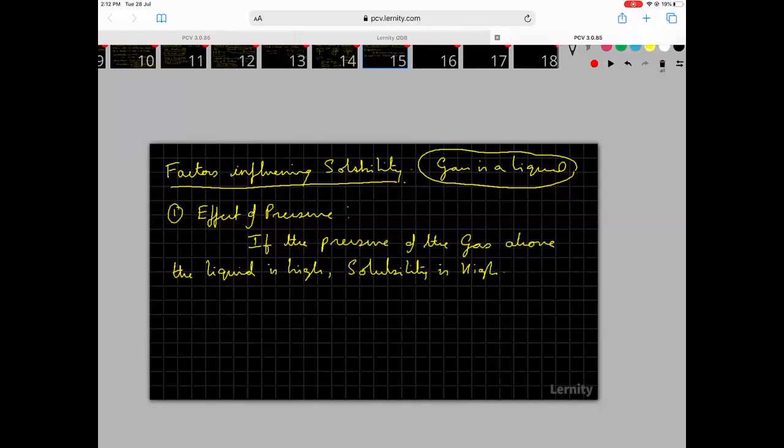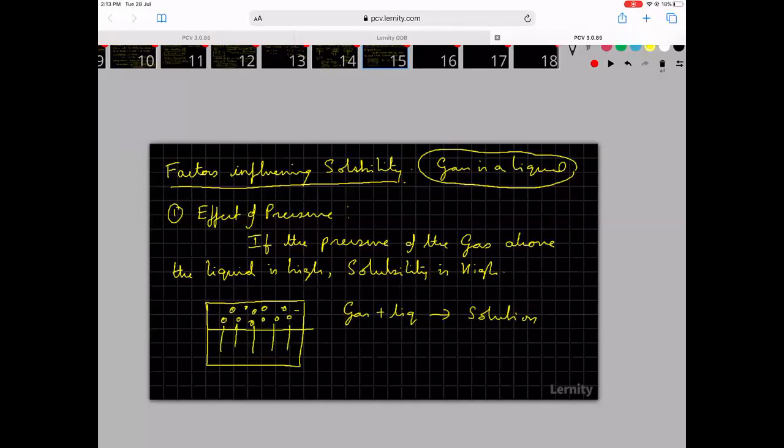Okay, there are multiple ways in which I can explain it. So this is the liquid, these are the gas molecules here. Now suppose you increase the pressure. Gas plus liquid gives you solution. Suppose pressure is high, then the molecules are kind of forced to go into the liquid. The force is high to go into the liquid, so solubility will go up. Yeah, you don't like it, no problem, you increase the pressure here.